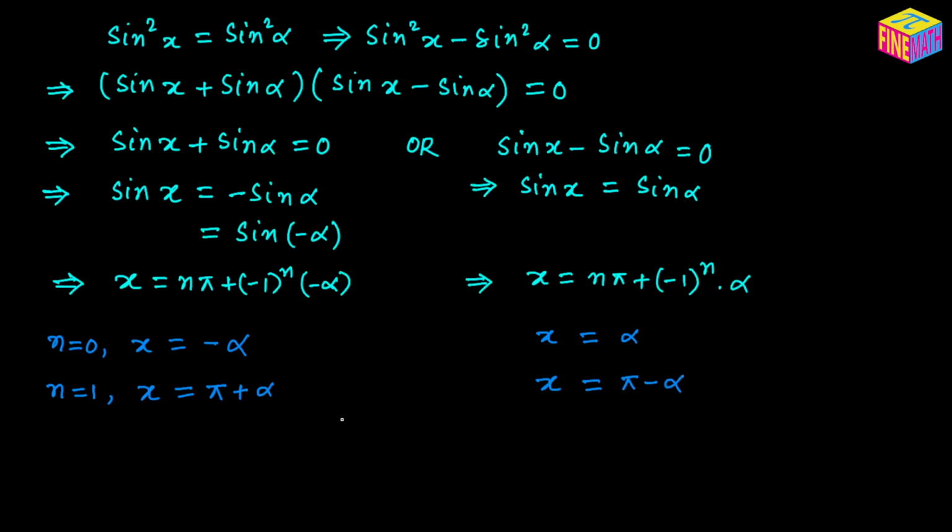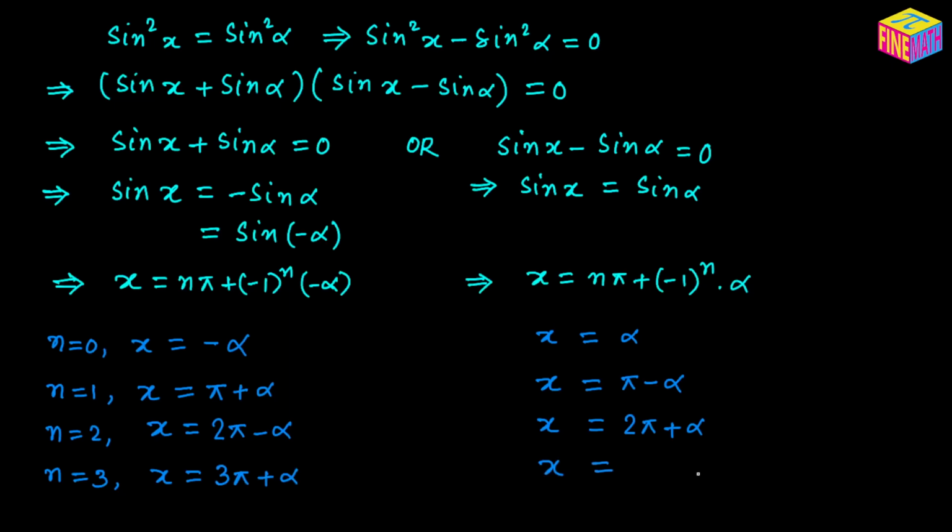Now let's use n equals 2, then x would be equal to 2 pi plus negative 1 square times negative alpha, so that would be 2 pi plus positive 1 times negative alpha, that will be 2 pi minus alpha. And then here on the right hand side, for n equals 2, x will be equal to 2 pi plus negative 1 square times alpha, so that would be 2 pi plus alpha. And if we take n equals 3, then x would be equal to 3 pi plus negative 1 cubed times negative alpha, so that would be 3 pi plus negative 1 times negative alpha, that would be 3 pi plus alpha. And on the right hand side, x will be equal to 3 pi plus negative 1 cubed times alpha, so that would be 3 pi minus alpha.